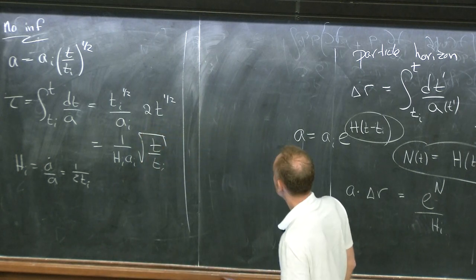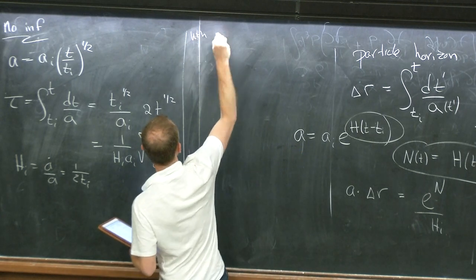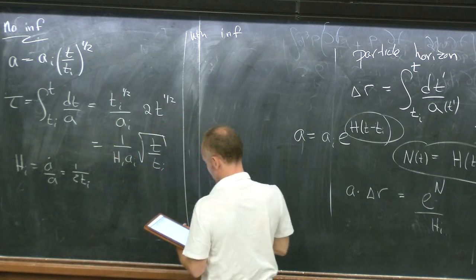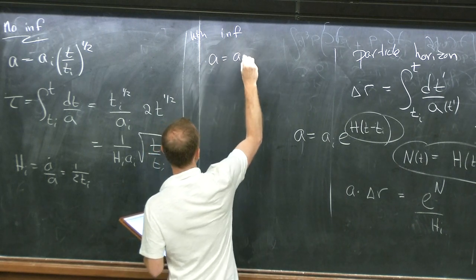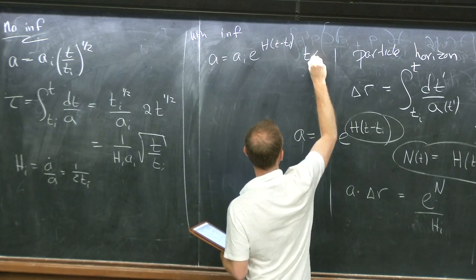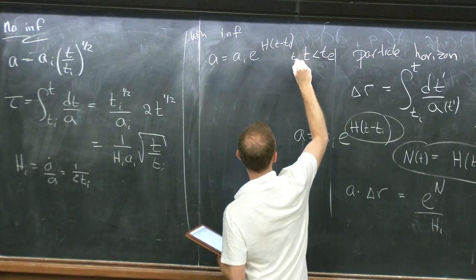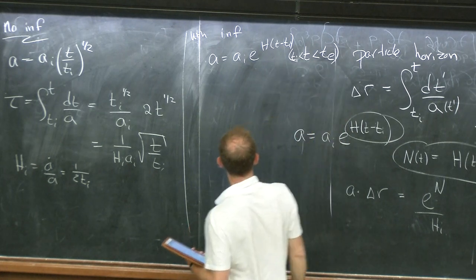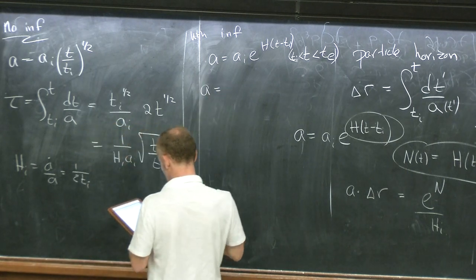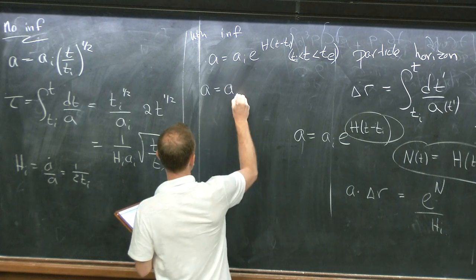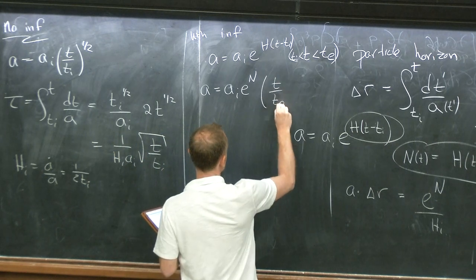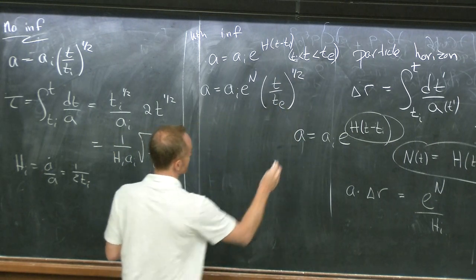What about with inflation? So then we have a different dependence for A. So A is A initial e to the h times t minus t initial, as long as t is less than t end and greater than t initial. And after that, it's A initial e to the n, so that's its value at the end of inflation, times t over t end to the power of 1/2, for t greater than t end.